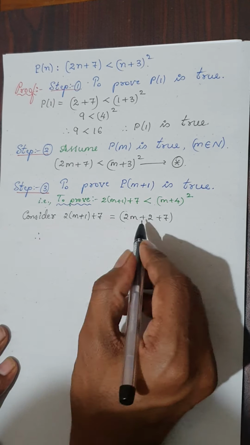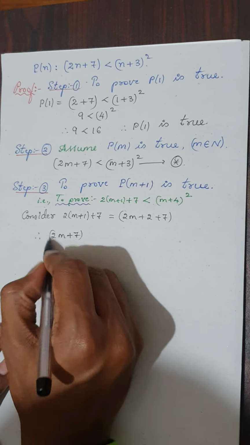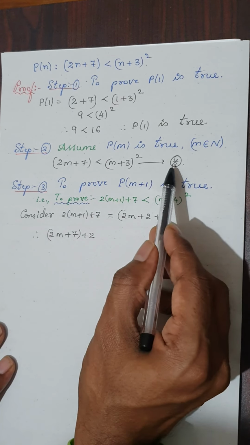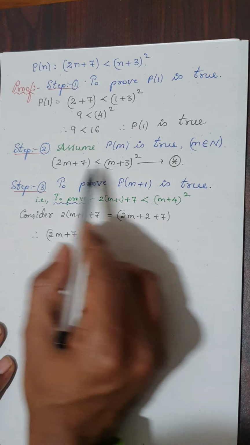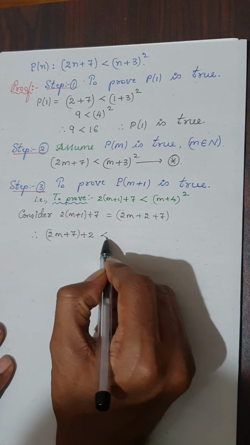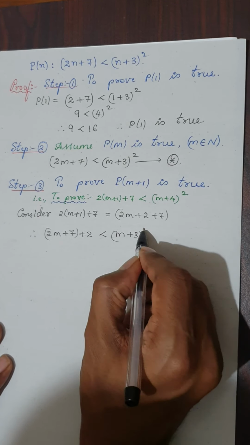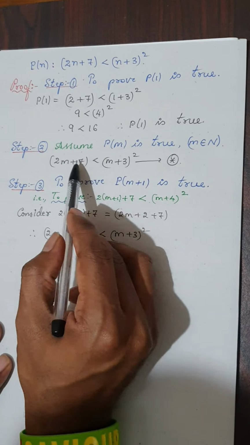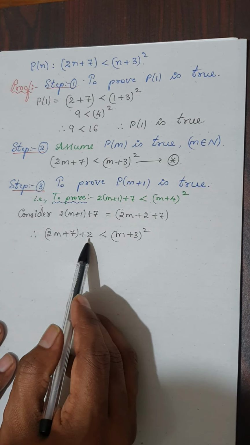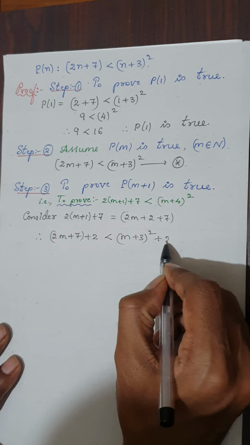Therefore, I'm going to write this as 2m plus 7. Okay, and I'm going to write plus 2. From equation star, please note down this step. From equation star, 2m plus 7 is strictly less than (m plus 3) whole square, isn't it? So if I add 2 on both sides, I'll get 2m plus 7 plus 2 strictly less than (m plus 3) whole square plus 2.